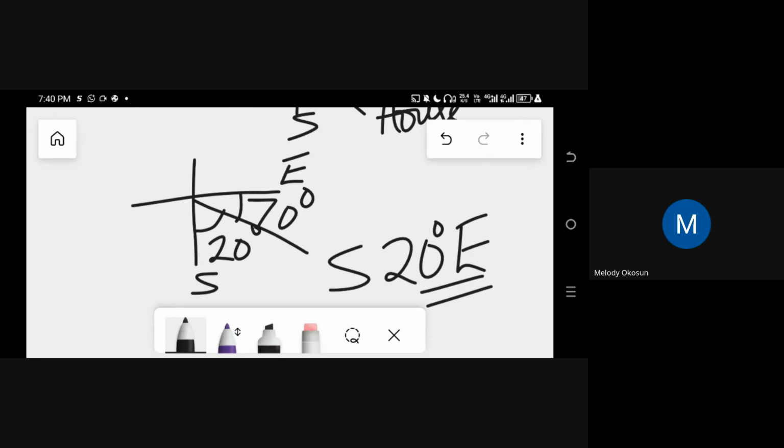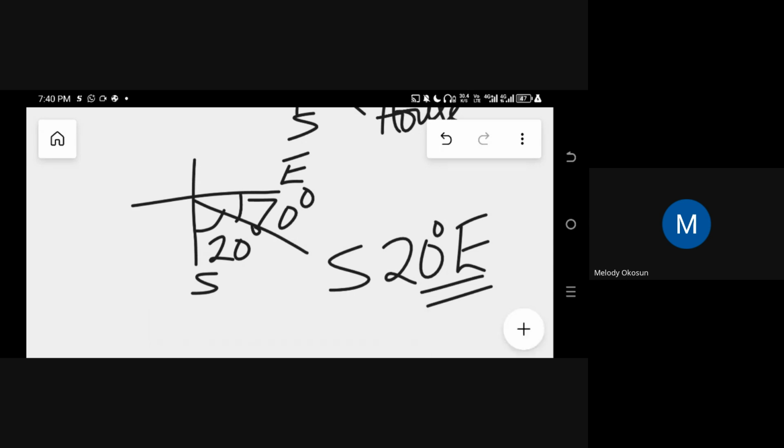South 20 degrees east. Your angle must be touching your south or it must be touching your north. If the angle is not touching the south and it is not touching the north, then you have to look for the balance. If it is southward, you look for that balance, subtracting it from 90 to get the balance that will touch the south. If it's not touching the north, you do the same thing, look for the balance by subtracting.